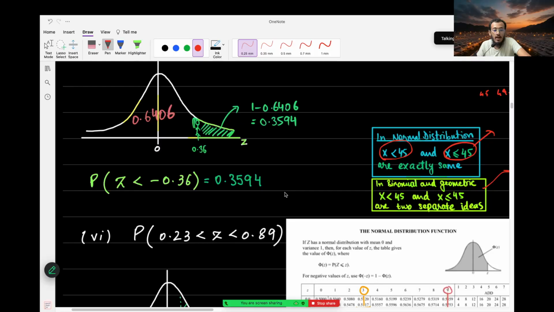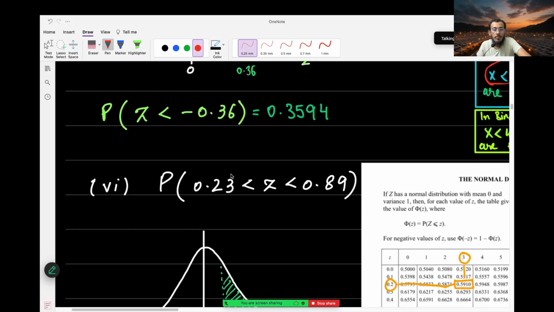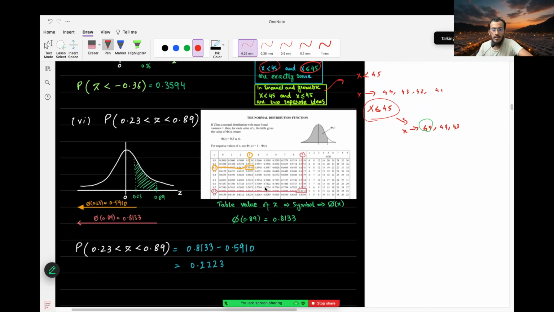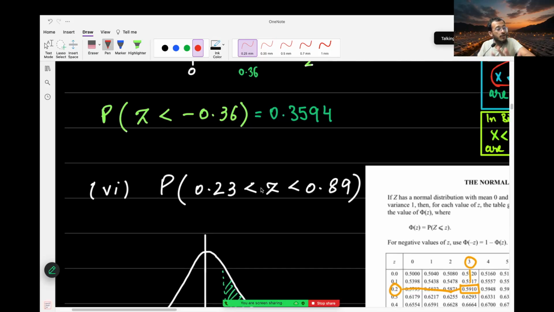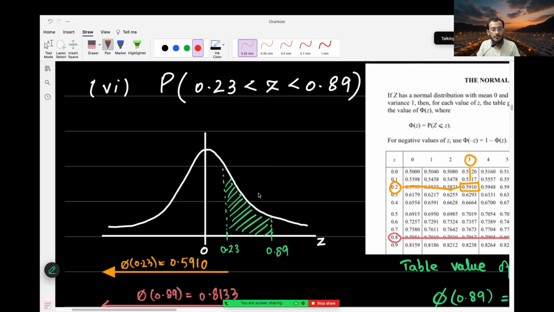Yes. Okay, now we are interested in finding the probability that z is greater than 0.23 and less than 0.89. How exactly do we find that? The very first thing is you shade the region. We're interested in finding this thing, right? 0.23 to 0.89. We're interested in finding this region.